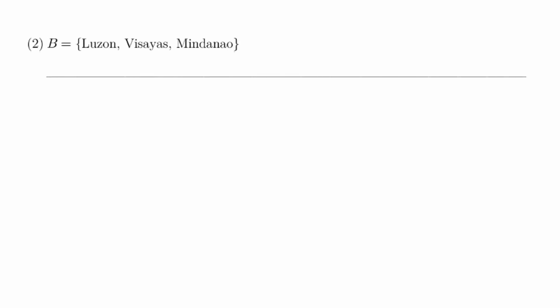Number 2, we have set B. The elements of set B are Luzon, Visayas, and Mindanao. So these are major islands in the Philippines. So basically, that's how we express a set into a set builder notation.